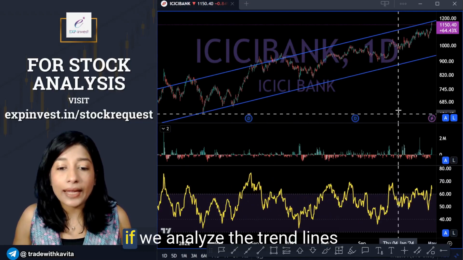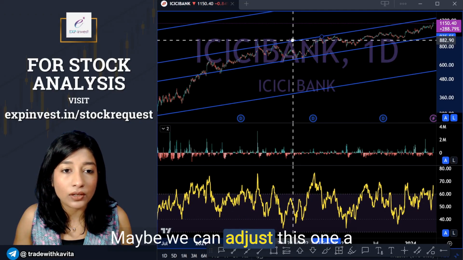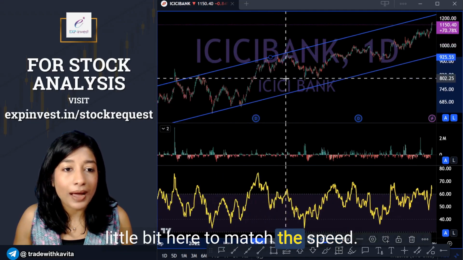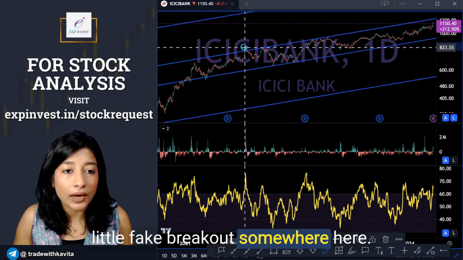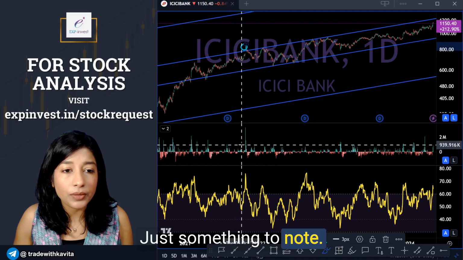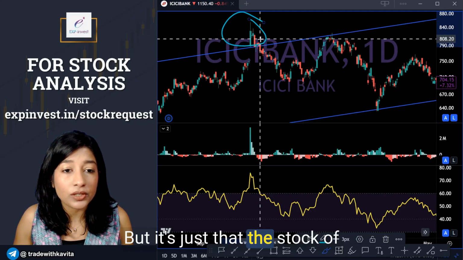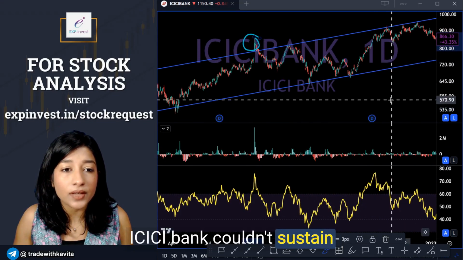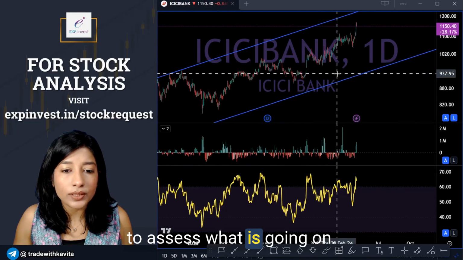The daily time frame, if we analyze, the trend lines drawn are pretty justified. Maybe we can adjust this one a little bit here to match the speed. We can see that there was a tiny little fake breakout somewhere here, just something to note. And that also actually happened on pretty good volumes, but it's just that the stock of ICICI Bank couldn't sustain that, which is all right. So what we'll do is we want to assess what is going on.